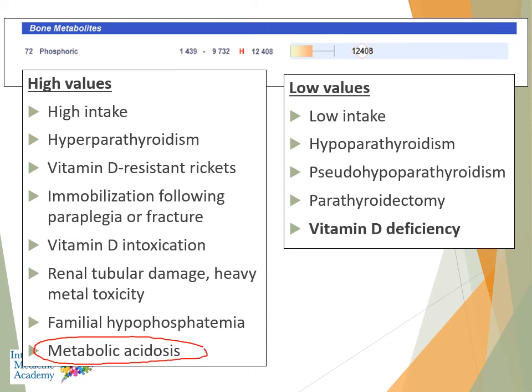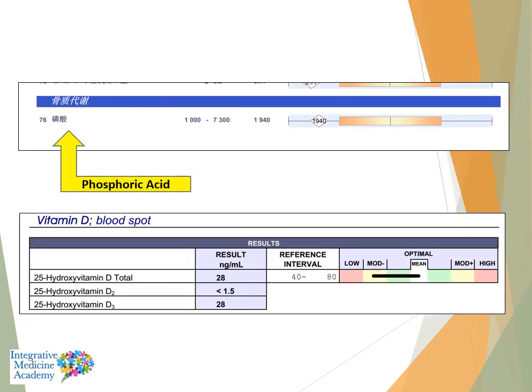So somebody who may have, let's say, diabetic ketoacidosis might have elevated phosphoric. Low values are most commonly linked to vitamin D deficiency. By the way, I should point out, metabolic acidosis is a common cause, but the most common cause of elevated phosphoric is people who are consuming too much soda pop because it contains phosphoric acid as an ingredient. For low values, one of the good things to do is to check for vitamin D status.